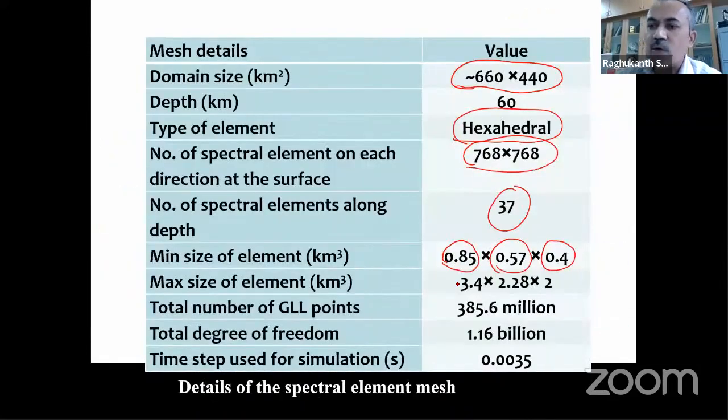Okay, so where you don't require that much accuracy. So 3.4 by 2.28 by 2 kilometers. And the GLL points are this many million, and in total the degrees of freedom is 1.16 billion. And delta T also you have to estimate from your stability criteria. So we have what we call the Courant stability criterion. So using this, we calculate all the details.